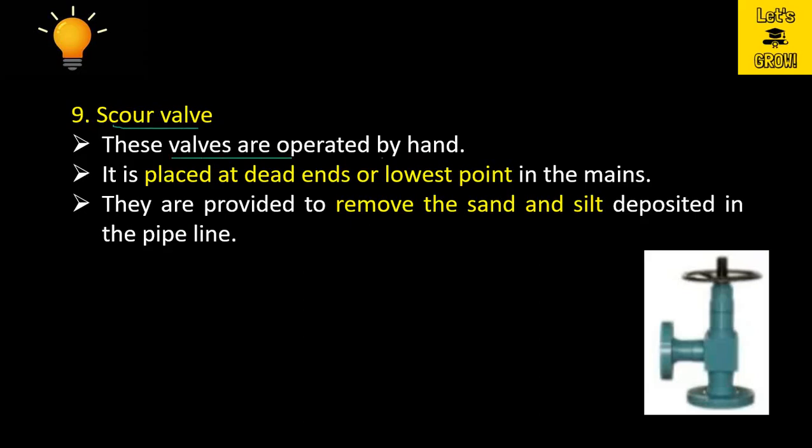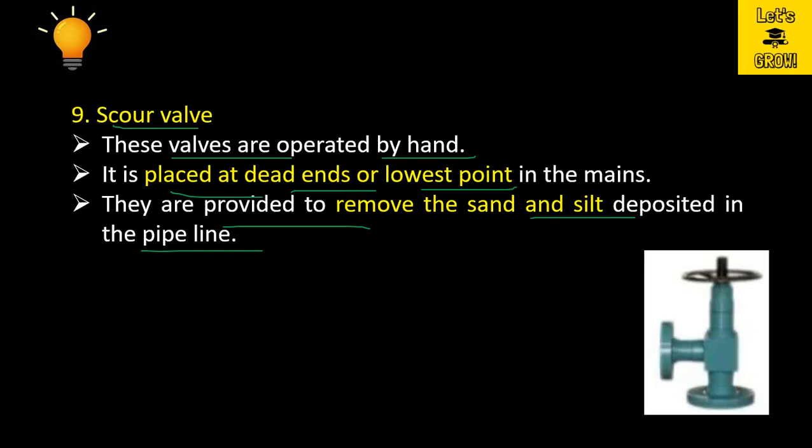Now the last valve is the scour valve. These valves are operated by hand. It is operated manually. It is placed at the dead end or the lowest point in the mains, and they are provided to remove the sand and silt deposited in the pipeline, correct? So basically, in a water distribution network system, water is supplied to the households, but along with water there are some sand, silt or small suspended particles always present, correct?